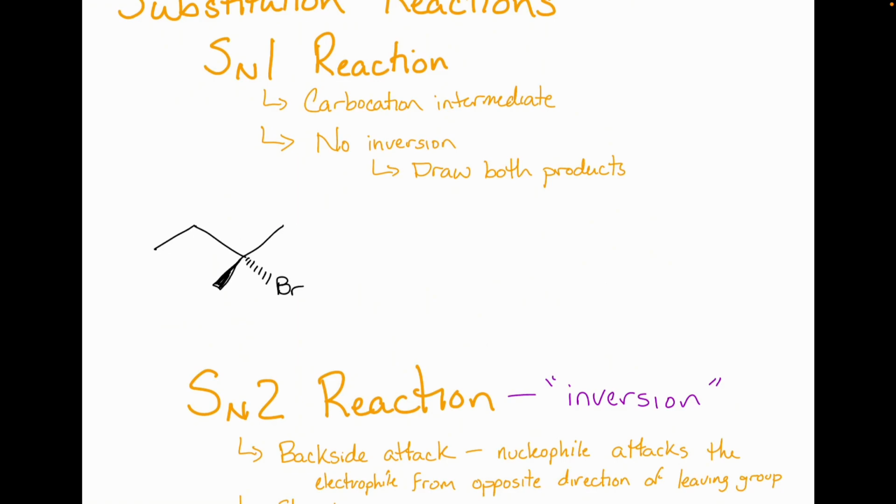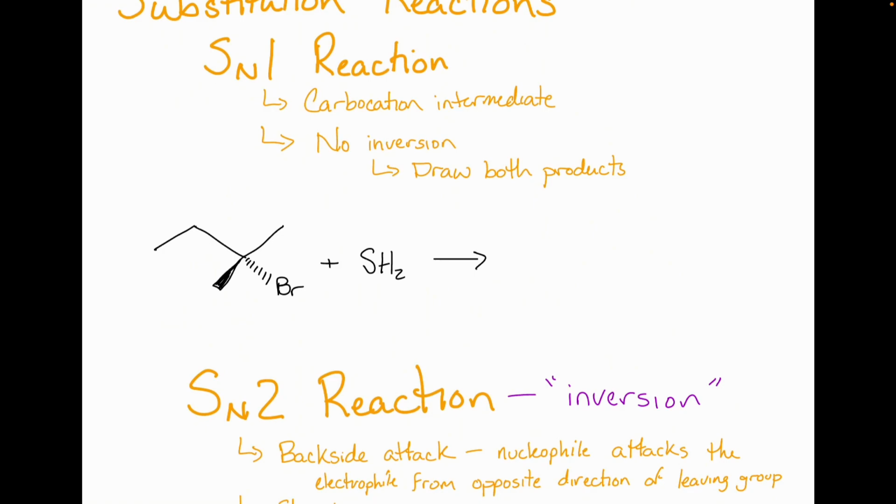I'm going to react it with some nucleophile. In this case, I'm going to use this neutral nucleophile here. When I draw my products, if this was an SN2, I'd flip my dashes and my wedges, right?